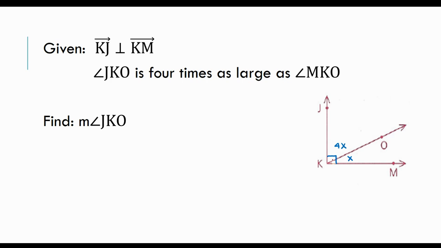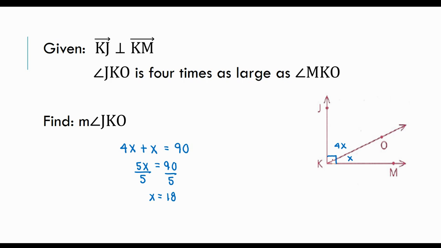Now I'm going to have enough information where I can solve for X, because they ask for the measure of the angle JKO. If I don't know what X is, I can't find the measure of that angle. But those two smaller angles are forming a right angle. So 4X plus X has to equal 90. Combine my like terms to get 5X. Divide by 5. And we find out that X is going to be 18.